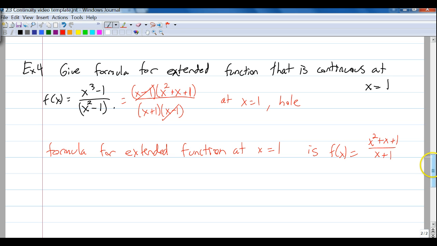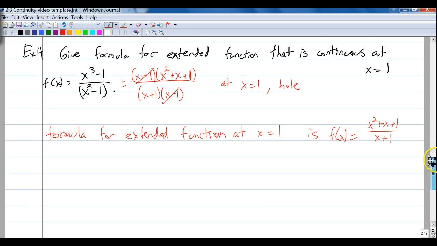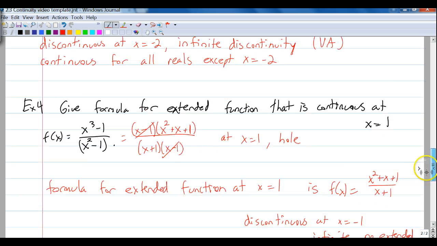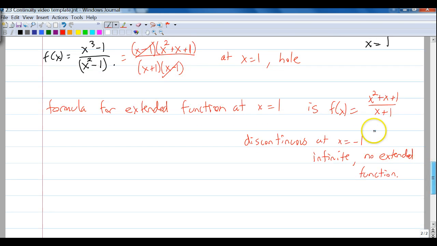However, I didn't ask for this, but if I did, if I said where else is it discontinuous and is there an extended function, we would say it's also discontinuous at x equals negative 1. It's infinite, and therefore there's no extended function at infinite discontinuities. There are extended functions for holes because you could fill those in by just removing the hole part, but there's no way to fill in an infinite discontinuity because it's a different type of thing.